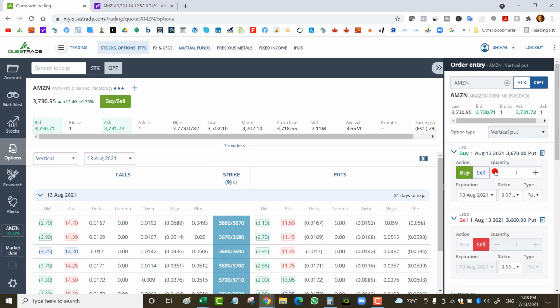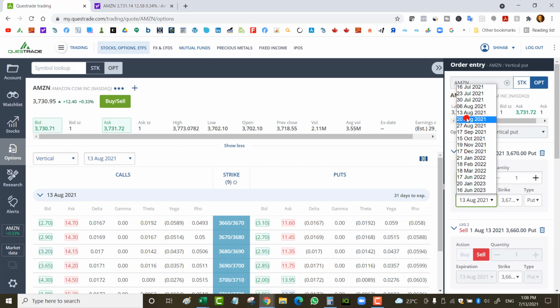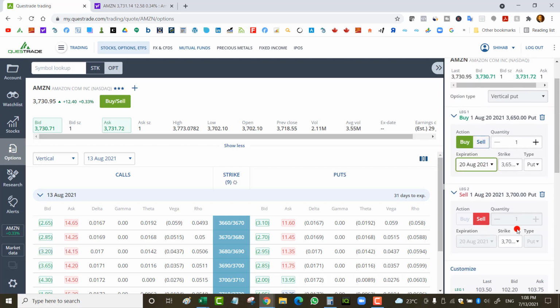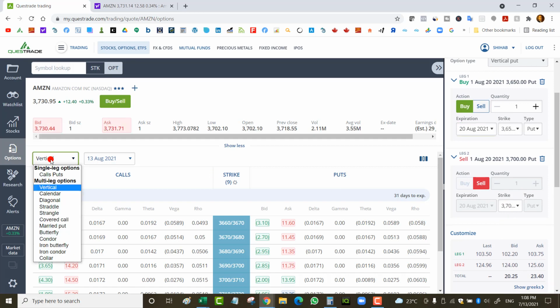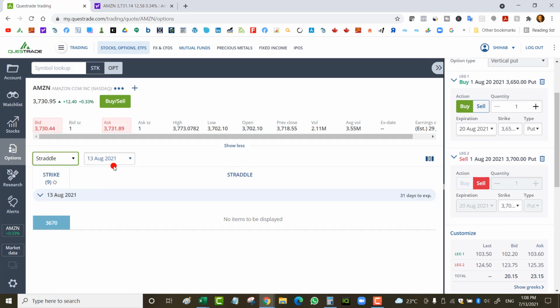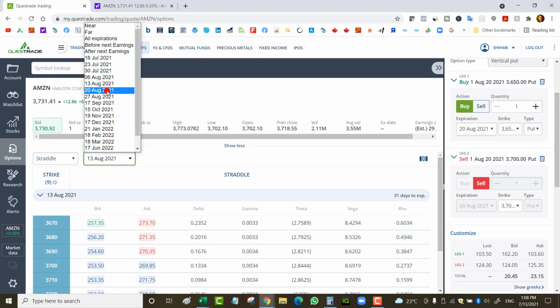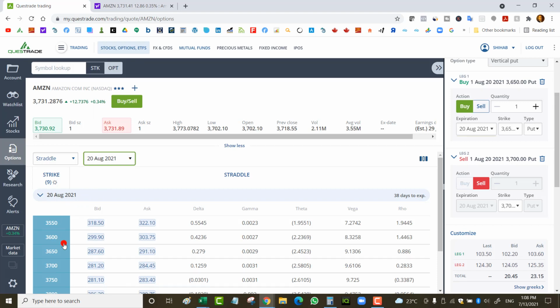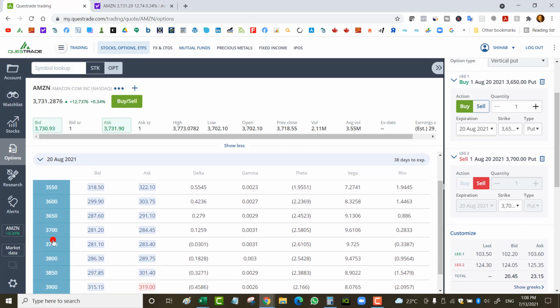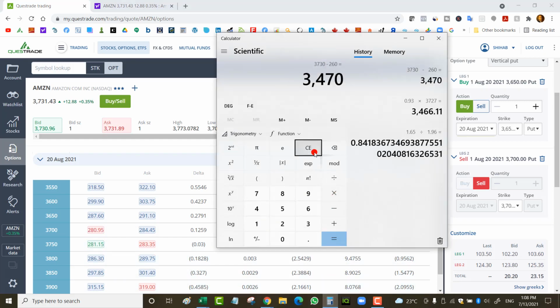So I guess we can try a different expiry. We can go to August 20th just for example purposes. But in that case, I want to see what the expected move is for August 20th. So August 20th, the expected move is at 37.30. So the closest strike is 37.50. It's about 280 points. So we're going to do 37.30.